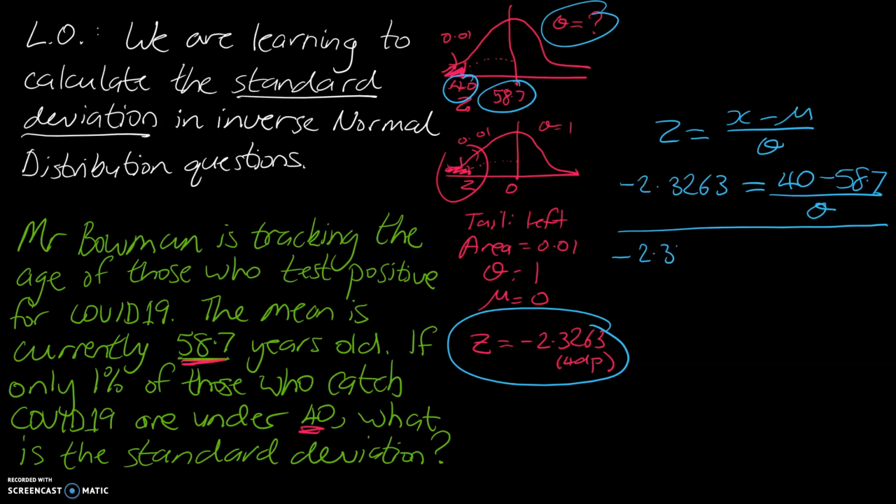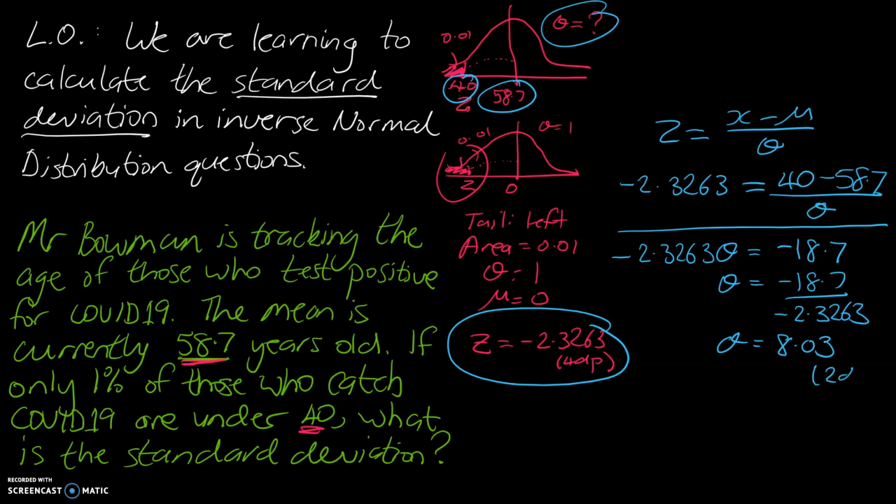Negative 2.3263 times the standard deviation is equal to negative 18.7. The standard deviation is equal to negative 18.7 divided by negative 2.3263. And if we get that in our calculator, the answer comes out as 8.03, and that's been rounded to 2 dp. That means the standard deviation for the COVID-19 data Mr. Bowman is looking at is about 8 years old, or 8 years.